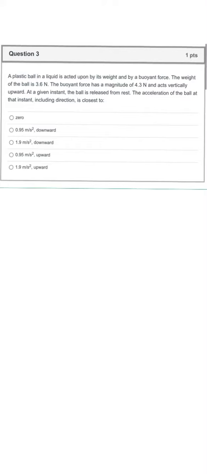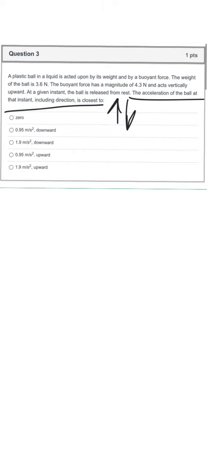Okay, so for number 3, we're trying to find the acceleration of the ball at the instant, also including its direction, so whether it's going up or whether it's going down.